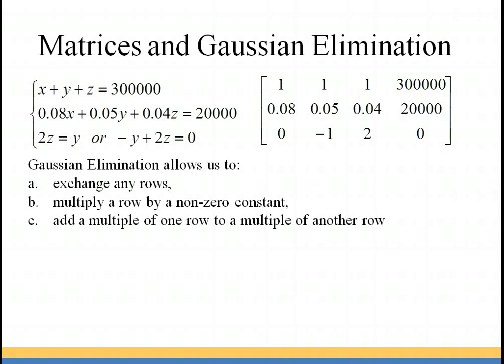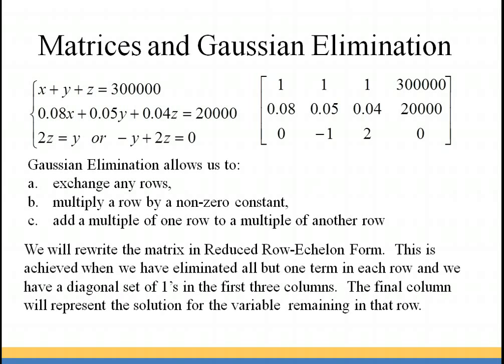You can add a multiple of one row to a multiple of another row. That multiple could be multiplying it by 1 if you choose to, or -1. Sometimes we need to get rid of some of the negatives. But you can multiply them by any number, and then you can add them or subtract them.